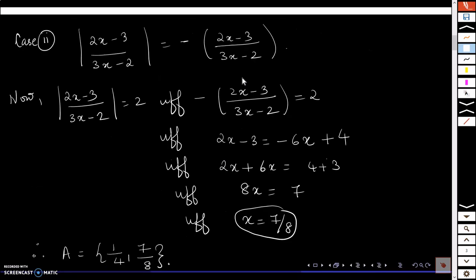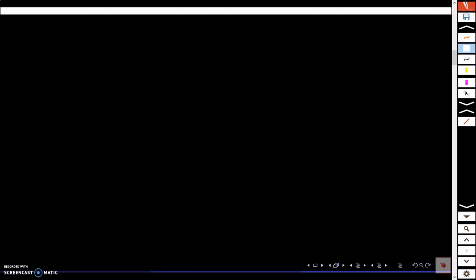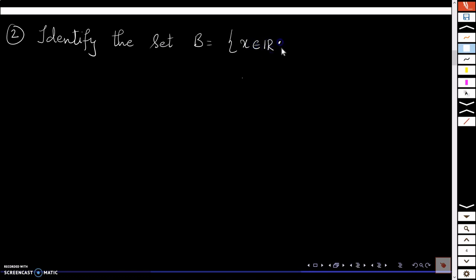Alright, let's look at one more. So supposing I have to identify the set, let's say capital B, which is defined to be the set of all the real numbers x such that x plus 2 upon x minus 1 is strictly less than 4. So I have to find all those real numbers now for which this condition x plus 2 upon x minus 1 is less than 4 is satisfied. So I can name this as star.